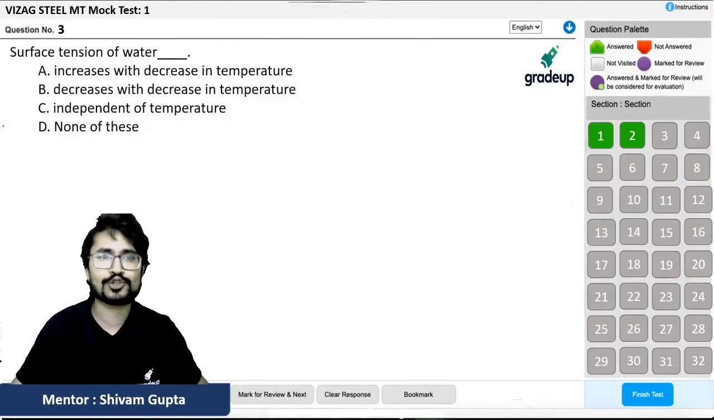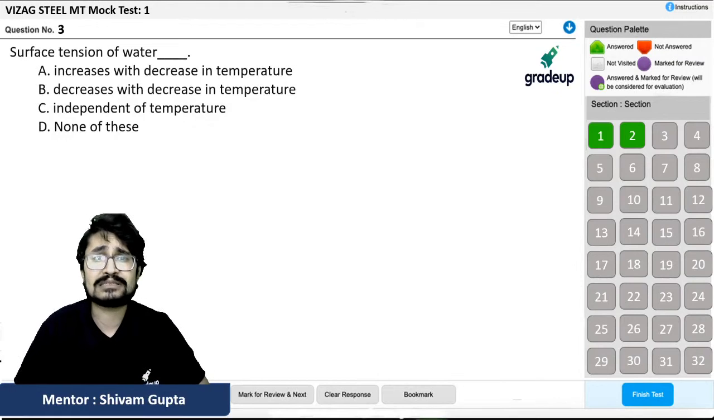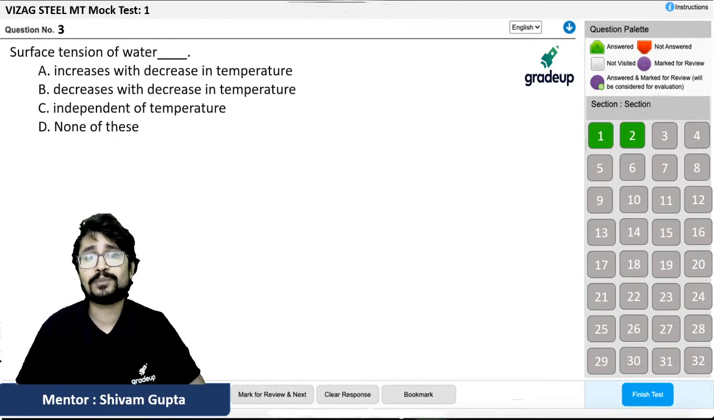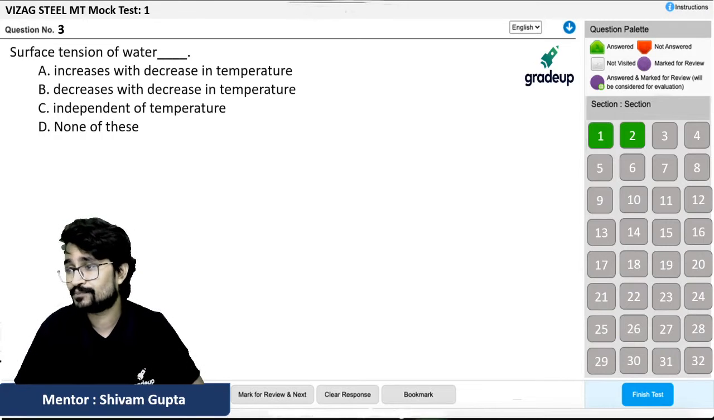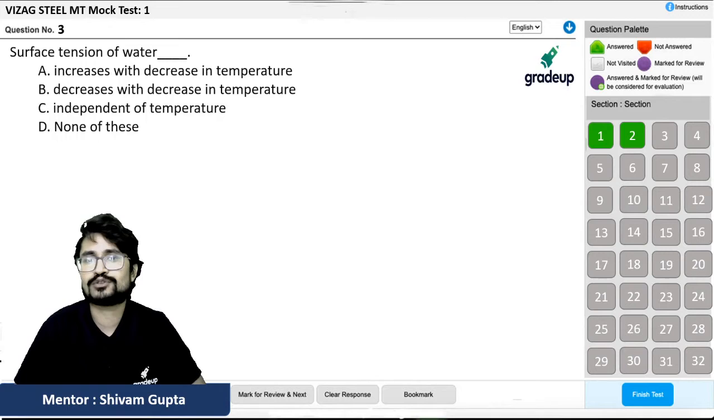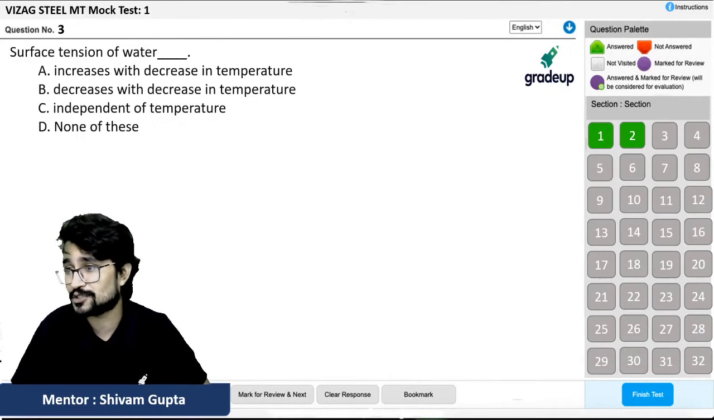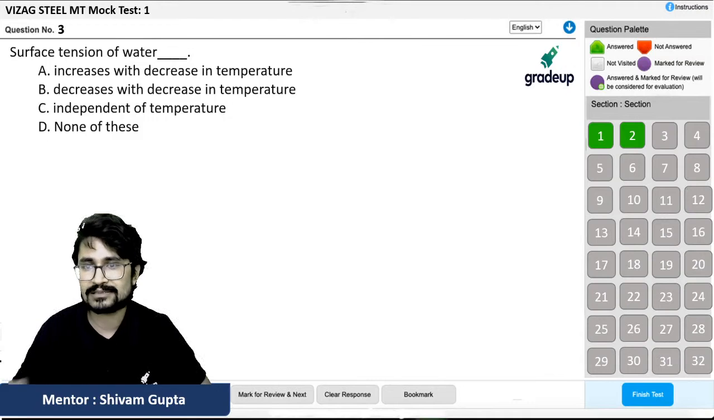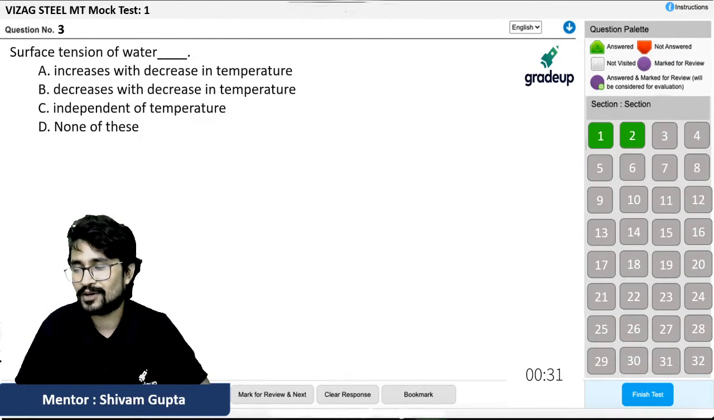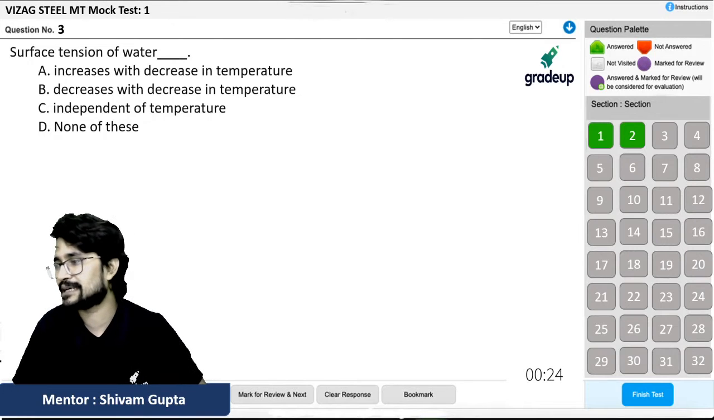Okay, now coming to the next question on the screen. It says that the surface tension of water will increase with decrease in temperature, be independent of the temperature, or none of these. So what will be the effect on the surface tension of water if you increase or decrease the temperature? Just tell me. Here you have a 35-second timer. Surface tension of water increases with decrease in temperature, or decreases with decrease in temperature?